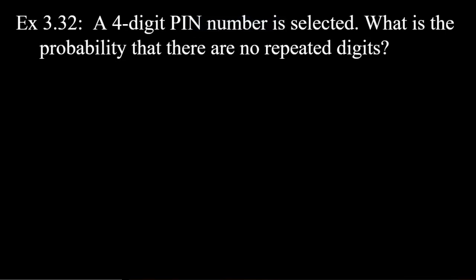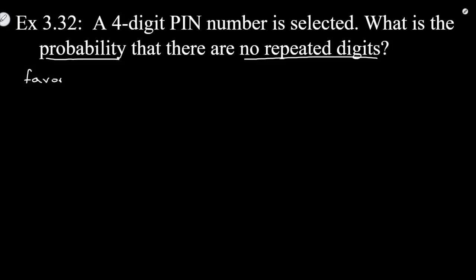Example 332, a 4-digit PIN number is selected. What is the probability that there are no repeated digits? Okay, so we have changed things up a little bit here. Now we're looking for probability, and we're looking for probability of no repeated digits. So we're going to go back to this idea of favorable outcomes over total outcomes. So again, favorable doesn't necessarily mean good. It just means what we're looking for in this situation.